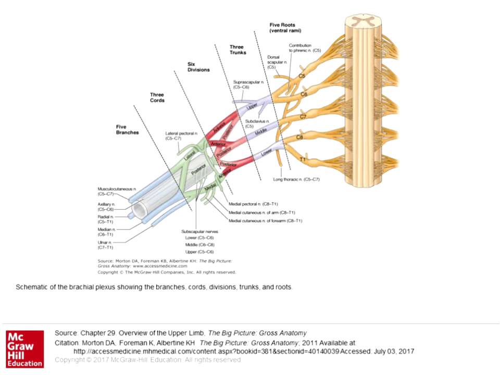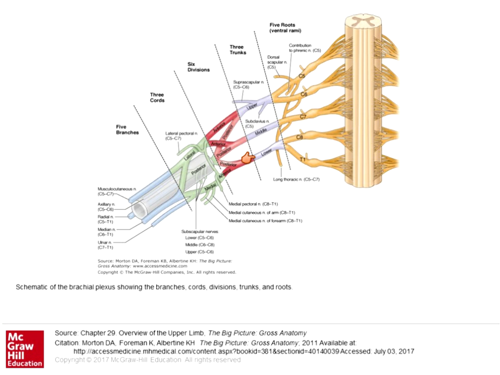We'll now look in more detail at the structure of the brachial plexus. The brachial plexus is formed by the roots of the 5th, 6th, 7th, and 8th cervical nerves and the 1st thoracic nerve. These form the roots of the brachial plexus. The 5 roots combine to form 3 trunks of the brachial plexus: the upper, middle, and lower.